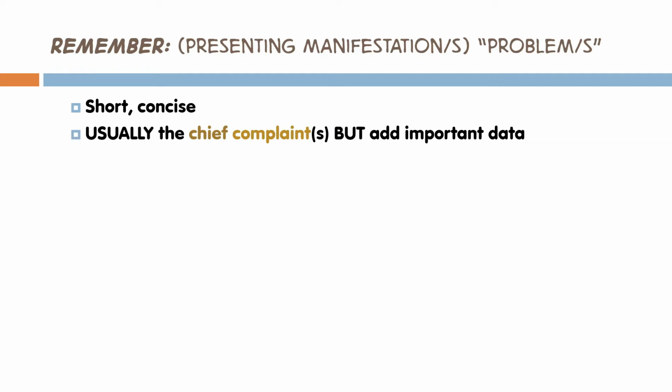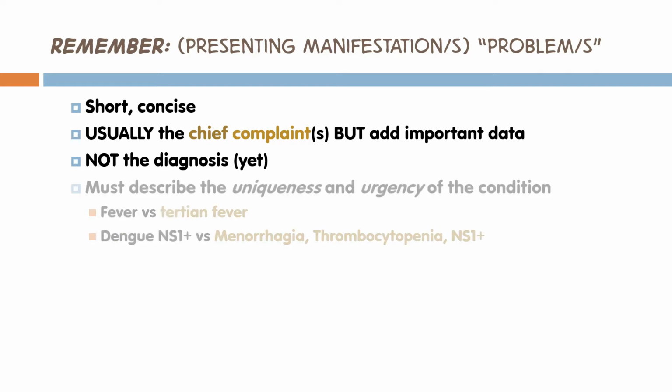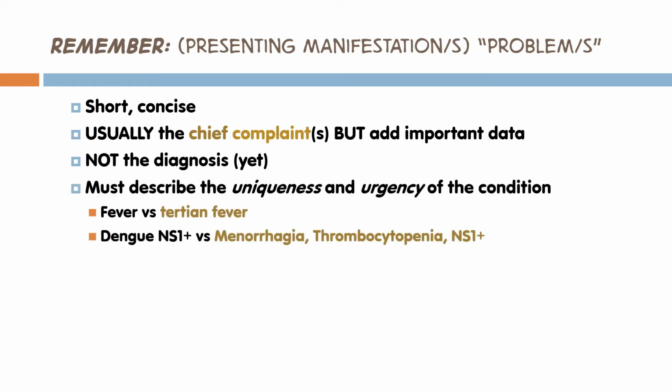For the purpose of your report, during which we are not yet aware of the working impression, do not yet put the diagnosis here. Include terms that describe the uniqueness and urgency of the condition. For instance, writing tertian fever or the fever that occurs every 3 days, isn't that more suggestive of the eventual diagnosis rather than just putting fever, for which you have 100 differentials or more?